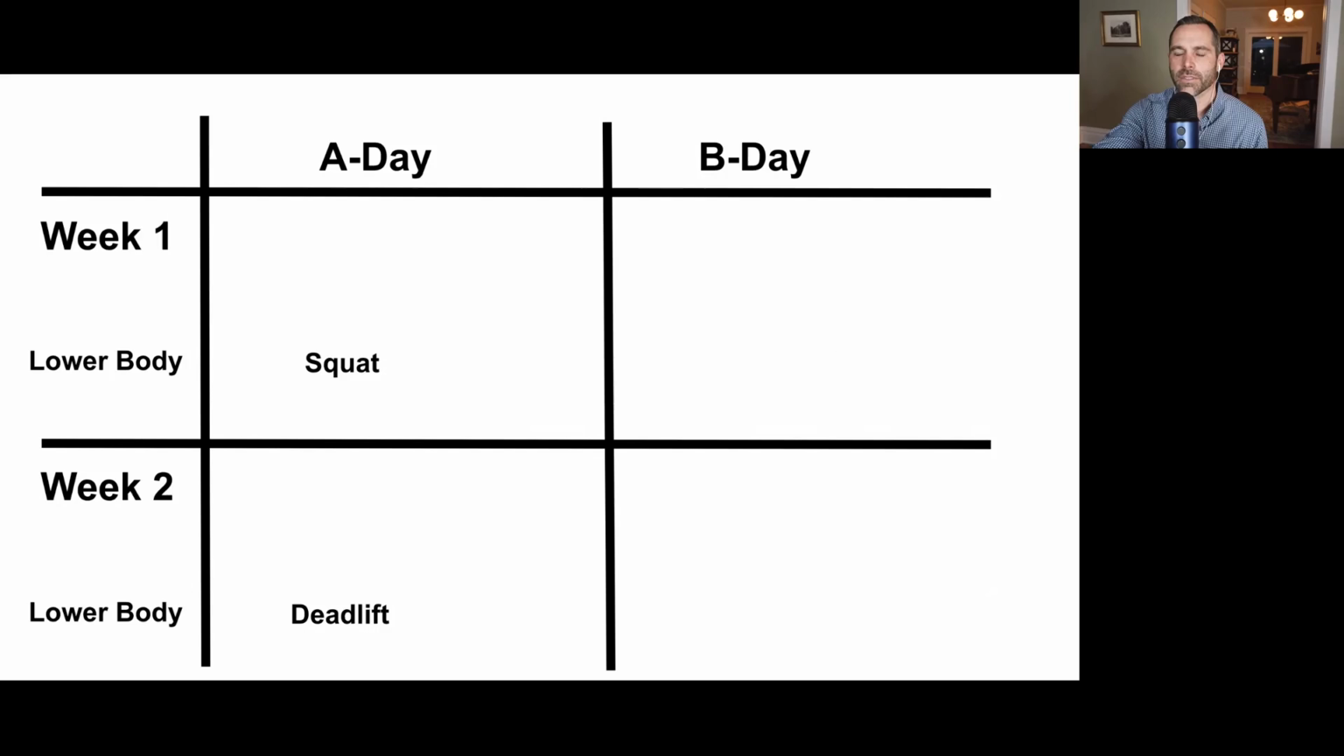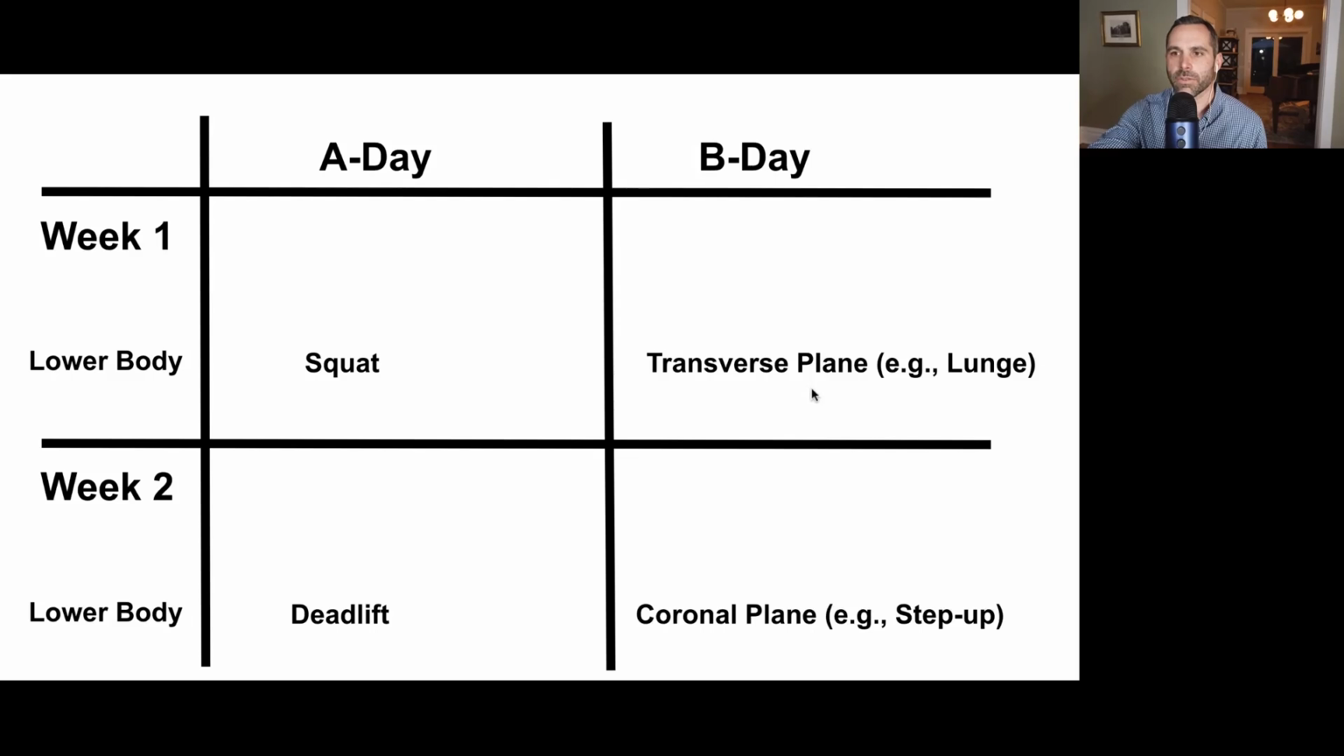The lower body exercises on the bravo days will be more unilateral. So for odd weeks, we will always do some type of transverse plane exercise. A good example of this is a lunge. And then the lower body exercise on the bravo days during the even weeks will always be some type of coronal plane exercise. A good example of this could be a step up.